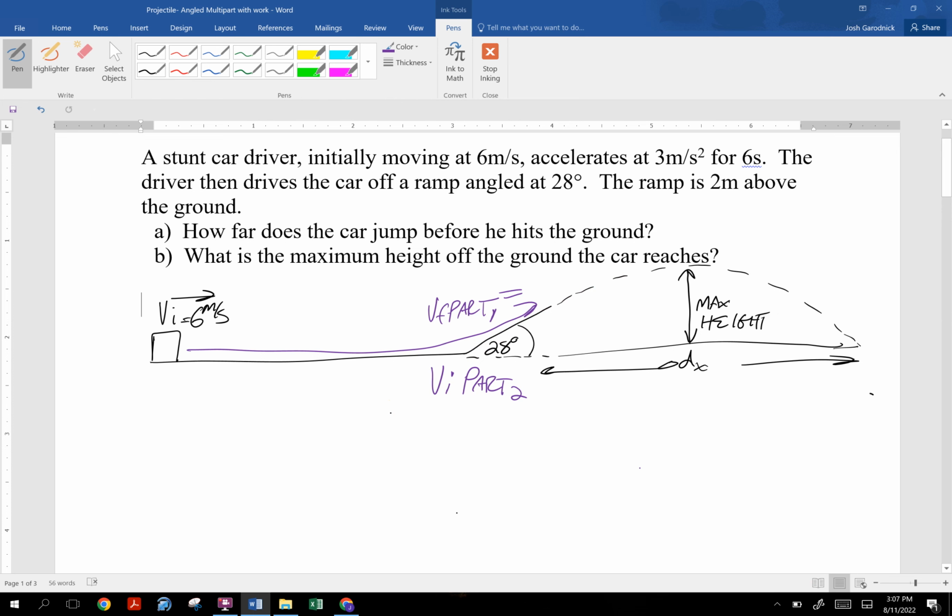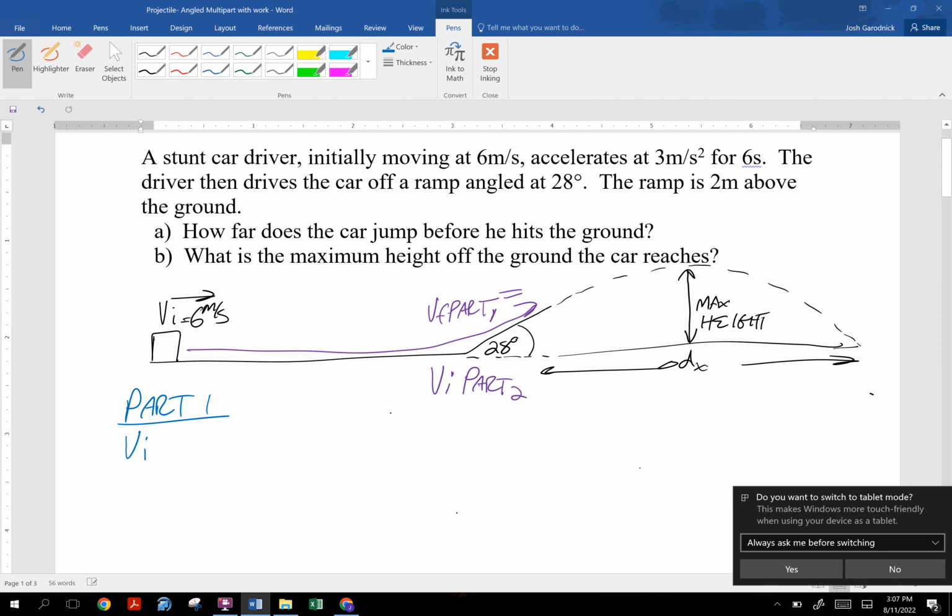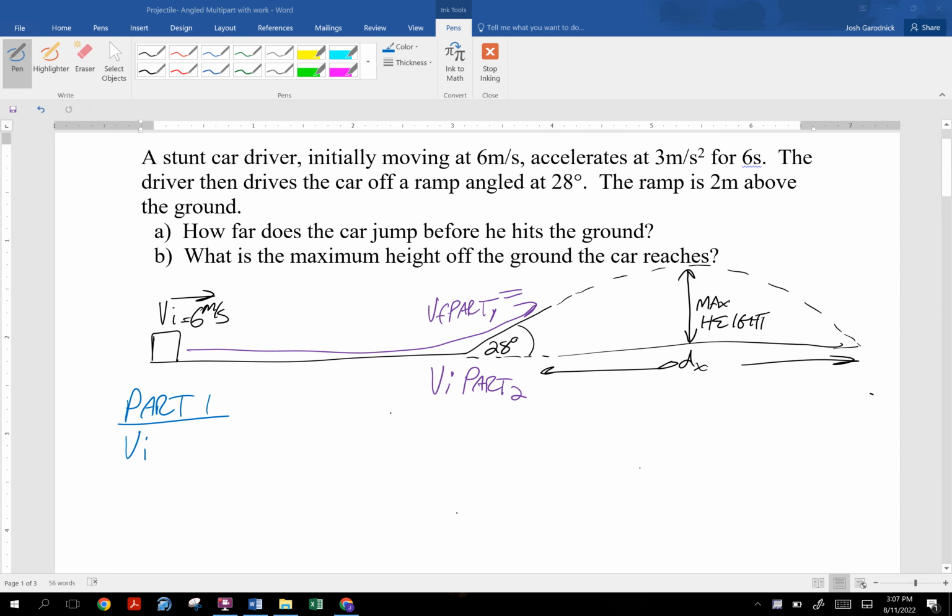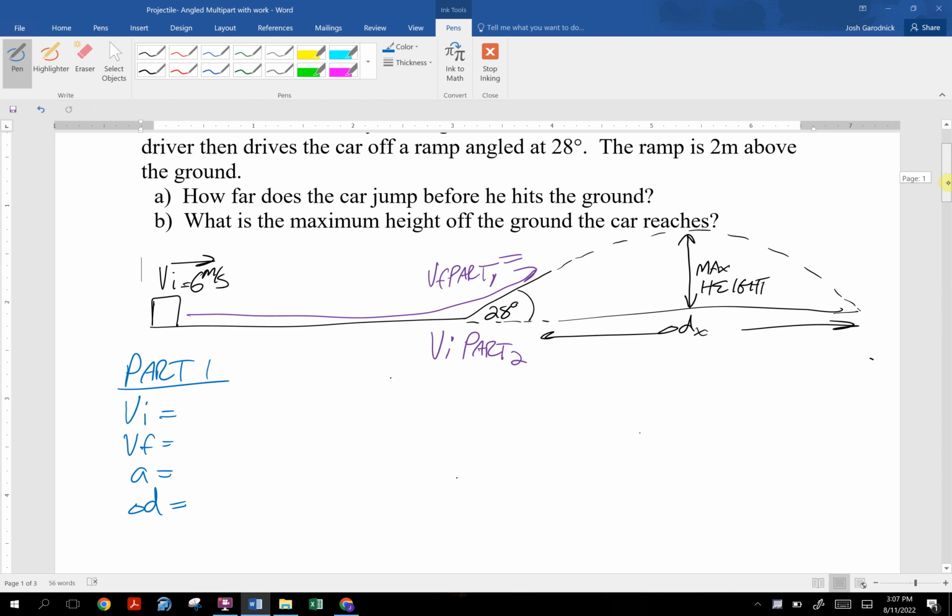All right, let's get after this. The general problem-solving strategy is to separate your two parts. I'm going to call this one part one because I'm less creative than you, who will come up with something better. Initial velocity, final velocity, acceleration, distance, and we're going to scroll down a little bit because I'm running out of space, and time.